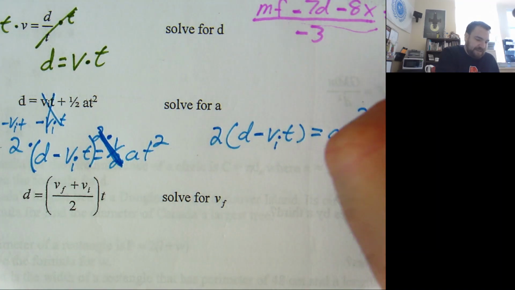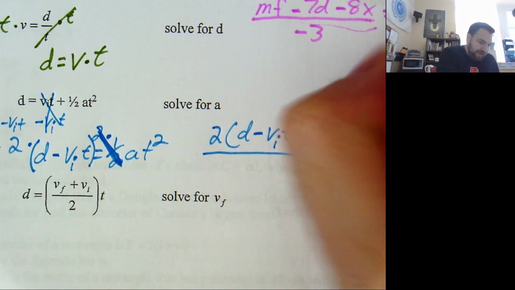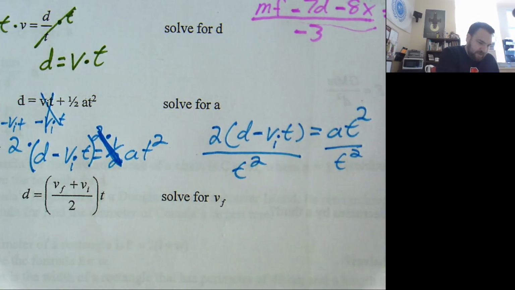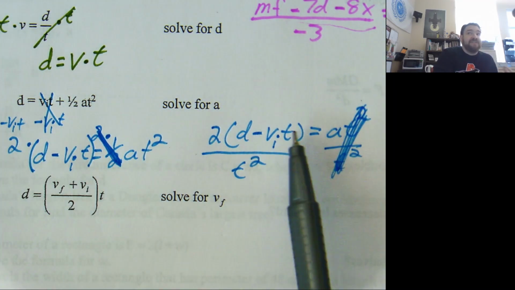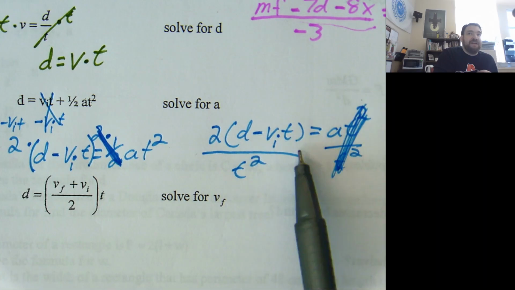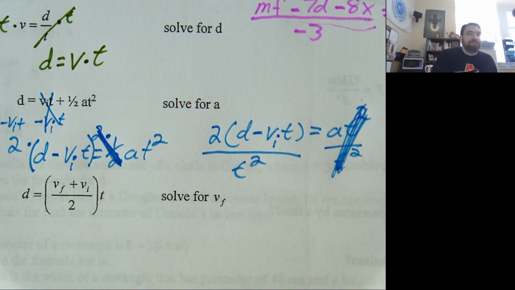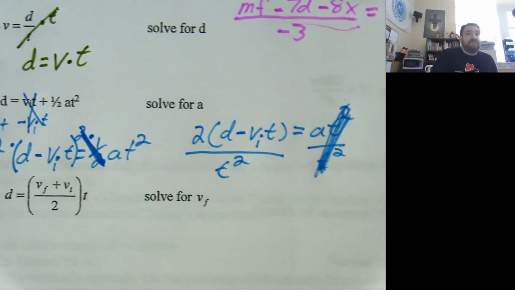So I'm going to divide this whole thing by t squared as well. So that's going to cancel. And the way I've done it, a is going to equal 2 bracket d minus vit all over t squared. Now, Lena, what did you get?